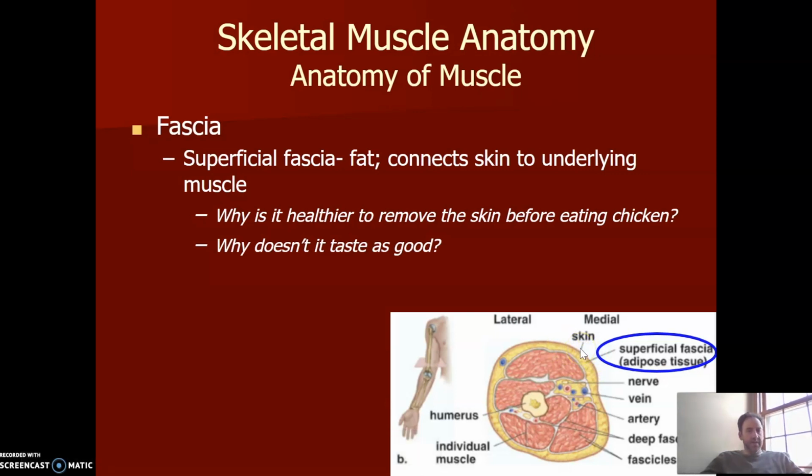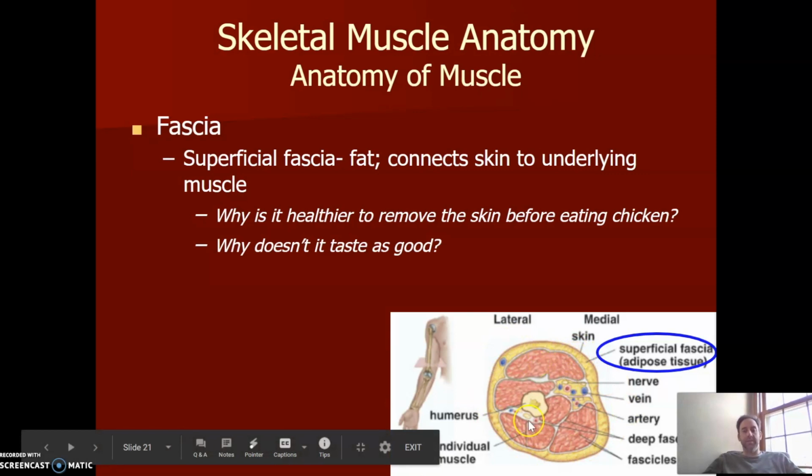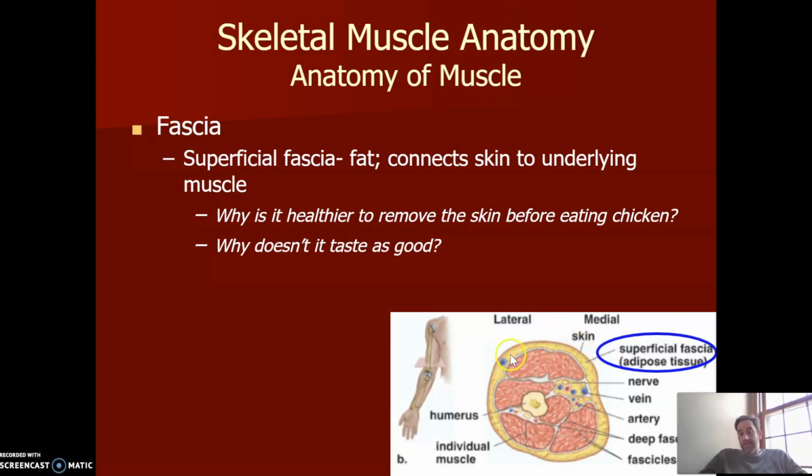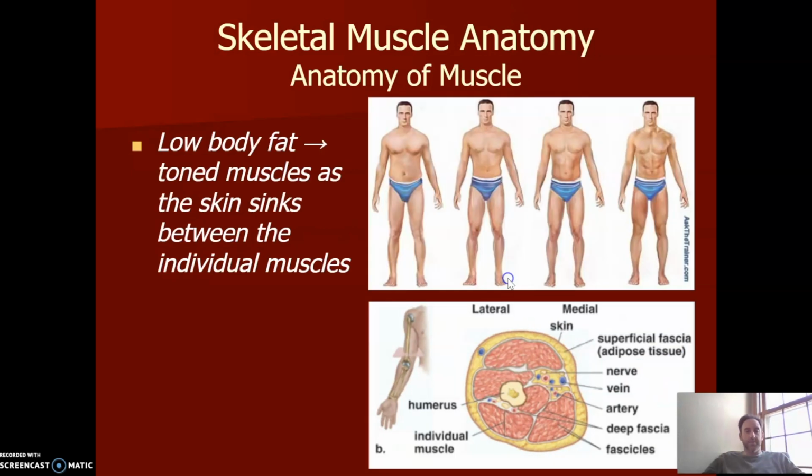Have you ever heard that chicken is healthier if you take the skin off? Well, this is why. It's because if you peel the skin off, this fat comes with it, so it's a little bit lower in fat. But that's also why if you take the skin off, the chicken doesn't taste quite as tasty anymore. And that's because there's less fat in it, and fat tastes good. So it's a little bit moist.